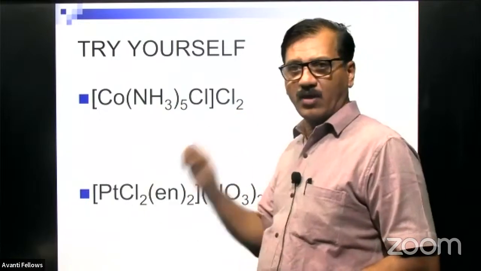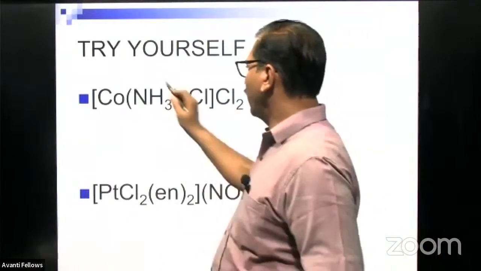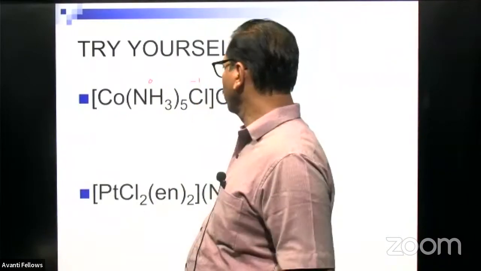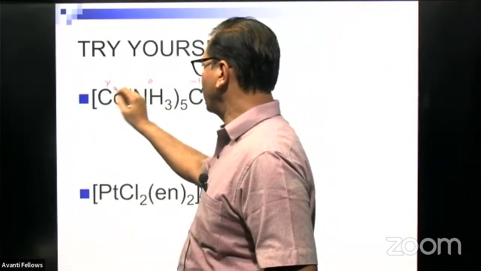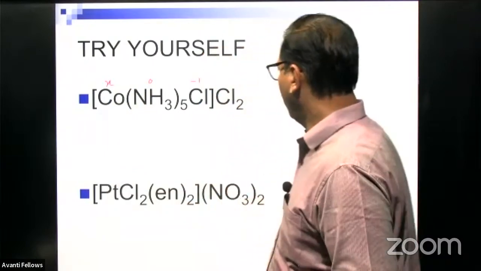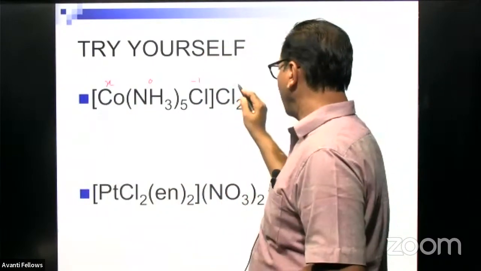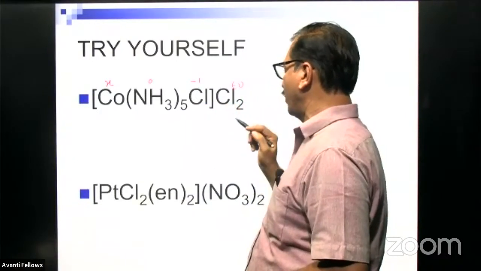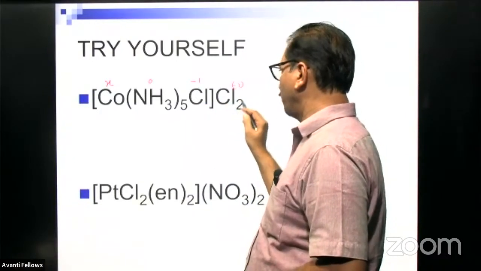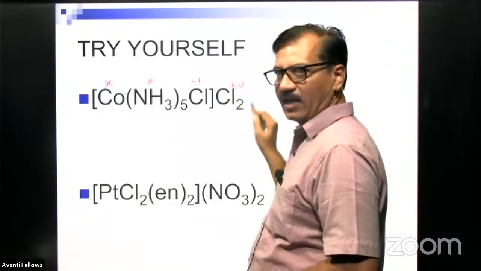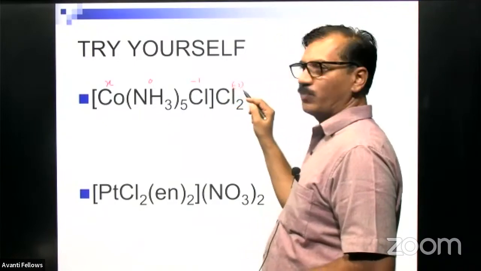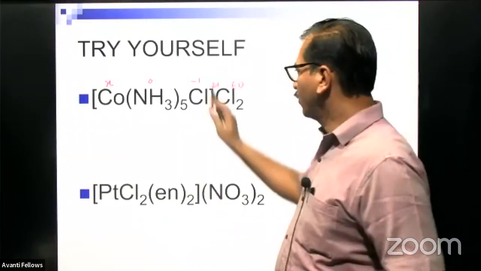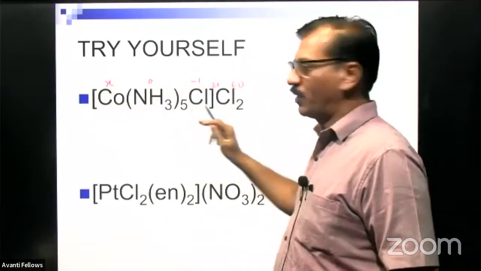Now let us find out the oxidation state. NH3 is neutral and chlorine is -1. Let us call the oxidation state X. Whether chloride is a ligand or a counter ion, it is always -1. -1 into 2 is -2, so the total charge due to the counter ion, the anion, is -2. Therefore the square bracket must have 2 plus.